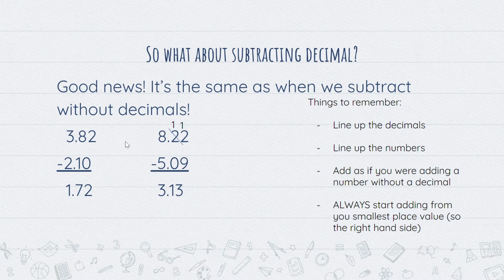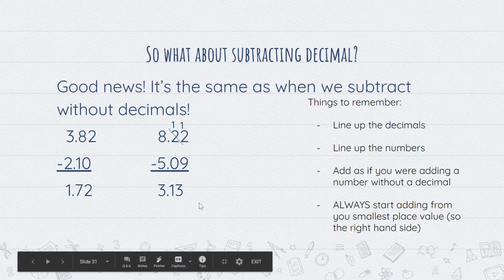If we look over this question here, I tried to align my numbers as best I could, but it's challenging on a computer, but our decimals are lined up as best as they can be, and so are our numbers. So we start from our right hand side here and we go 2 subtract 0 gives us 2. 8 subtract 1 gives us 7. Drop our decimal, 3 subtract 2 gives us 1.